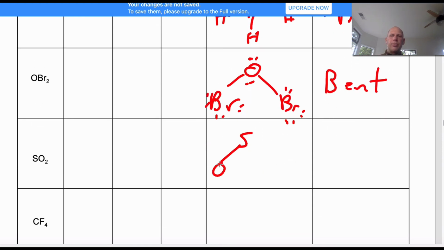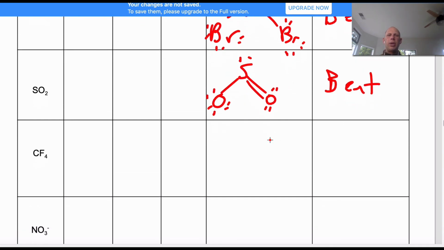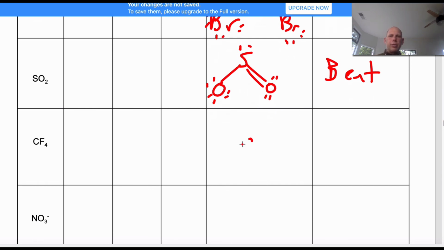SO2. I imagine these ones you probably have to redraw. You probably drew them as linear initially. Okay, again, this is also going to be bent, 104.5 degrees. You have two things attached and two lone pairs. CF4.